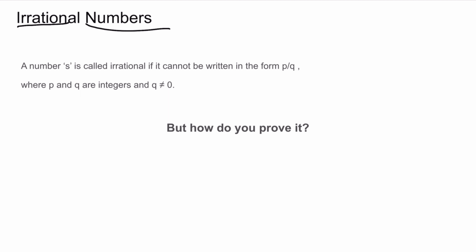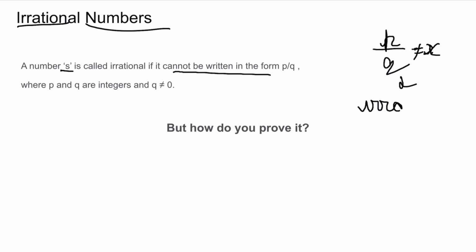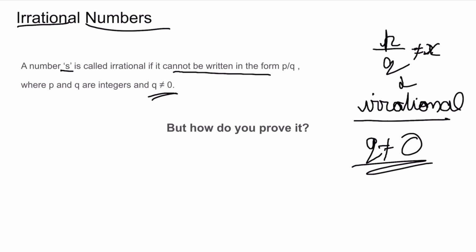So a number x, y, z or s here is called irrational if it cannot be written in the form of p by q. So if there is any number which I cannot write in the form of p by q, that is irrational. Suppose the number is x here. If I can't do this, that number will be irrational. Here p and q are integers and q is not equal to 0. So q cannot be equal to 0.